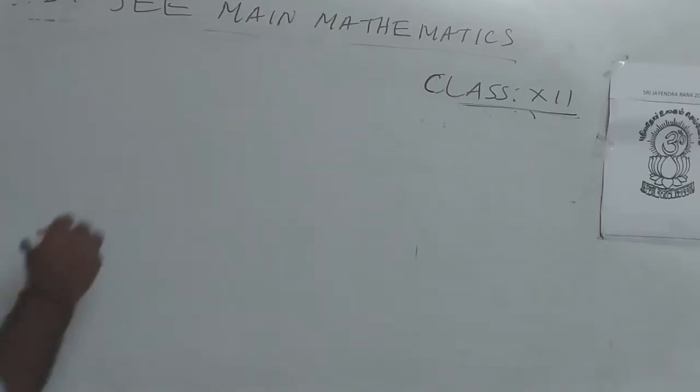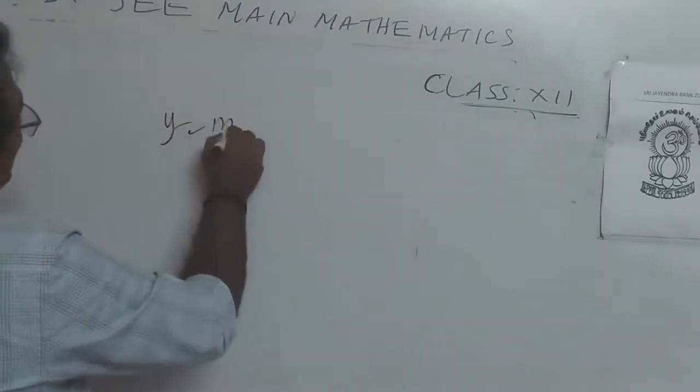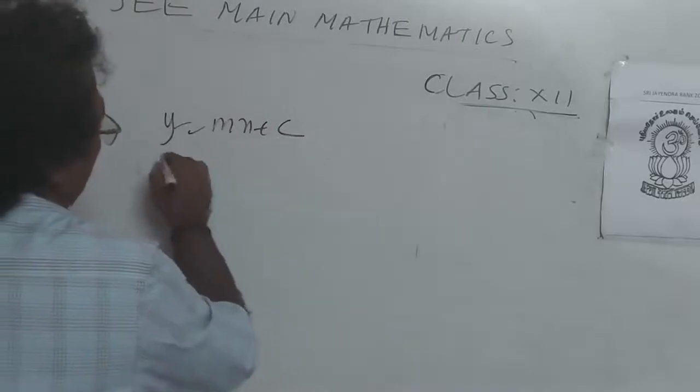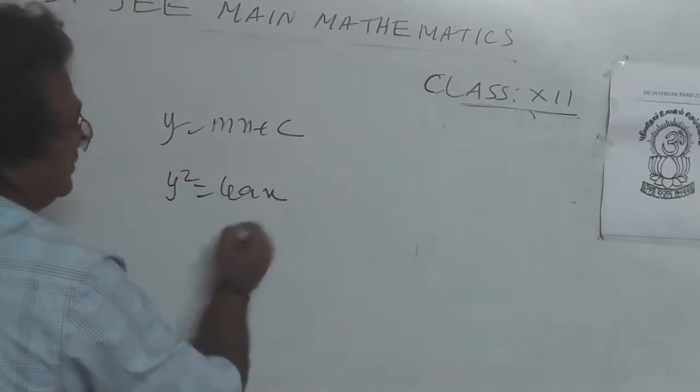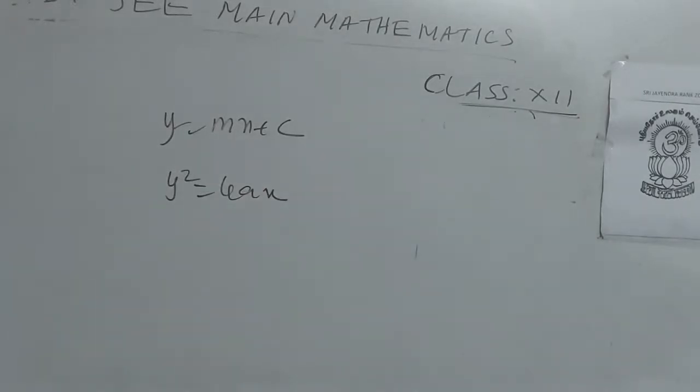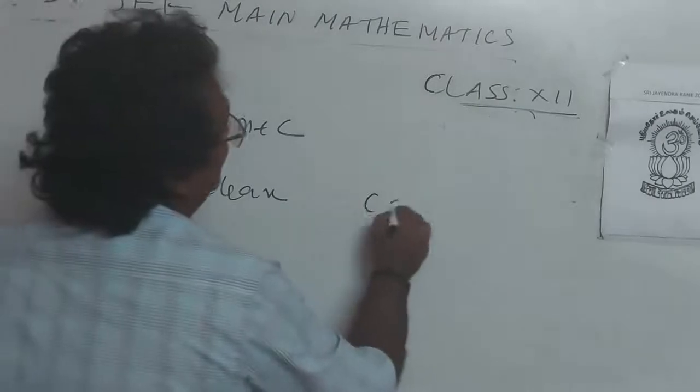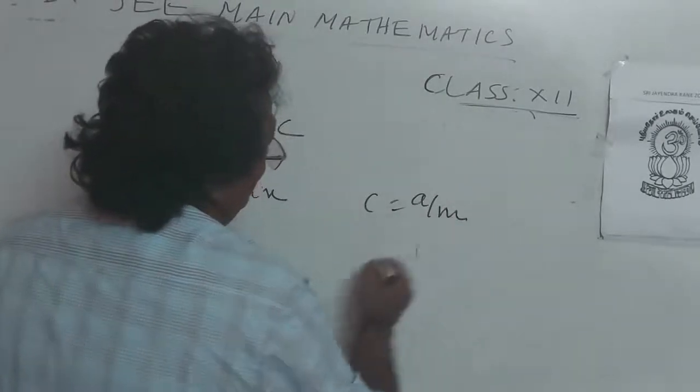If y equal to mx plus c is a tangent to y squared equal to 4ax, then c equal to a by m.